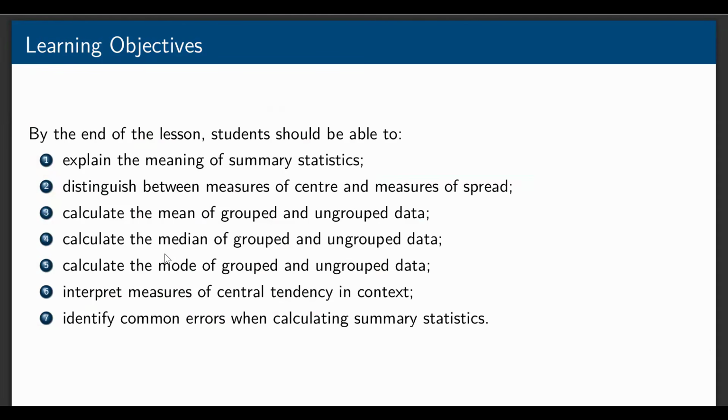By the end of the lesson, students should be able to explain the meaning of summary statistics, distinguish between measures of central tendency and measures of spread. Also, you should be able to calculate the mean of grouped and ungrouped data, calculate the median of grouped and ungrouped data, calculate the mode of grouped and ungrouped data, interpret measures of central tendency in context, and identify common errors when calculating summary statistics.